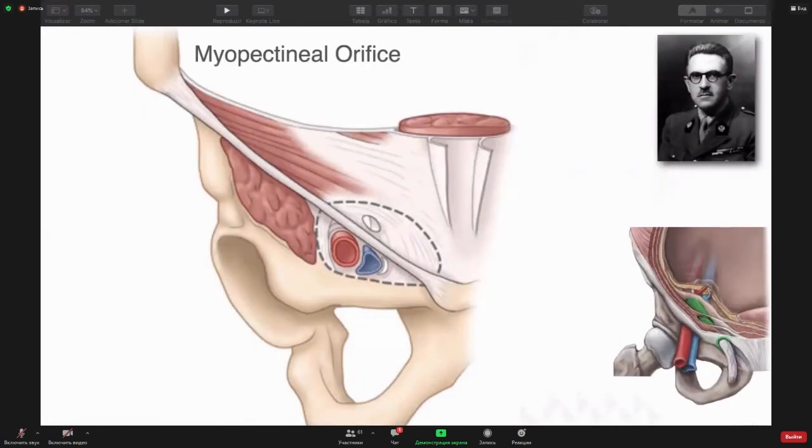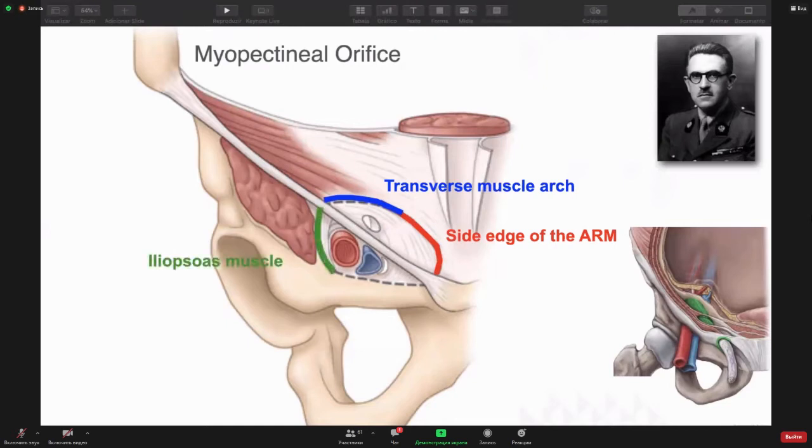Just to remember the orifice: this is the lateral edge of the abdominal rectus muscle. This is the medial edge. The superior edge is the transverse muscle, the arch of the transverse muscle. Lateral is the iliopsoas muscle, and inferior is the pectineal ligament.